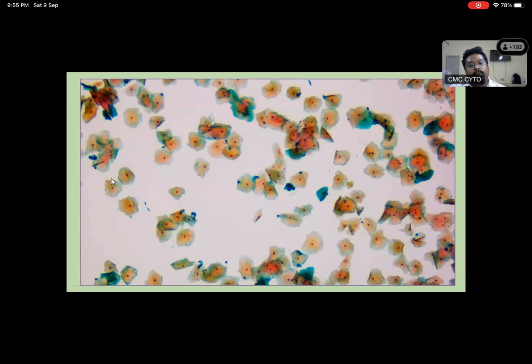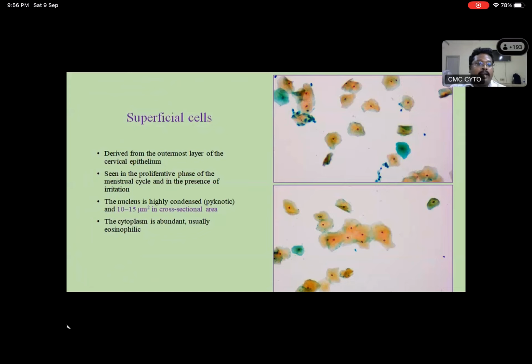So these squamous cells, you can see here, have angulated margins, abundant cytoplasm and small nuclei, right? So what we see here are the superficial cells. They are derived from the outermost layer of the cervical epithelium and they are seen in the proliferative phase of the cycle. The nucleus is highly condensed, so you can see very dot-like nuclei, right?